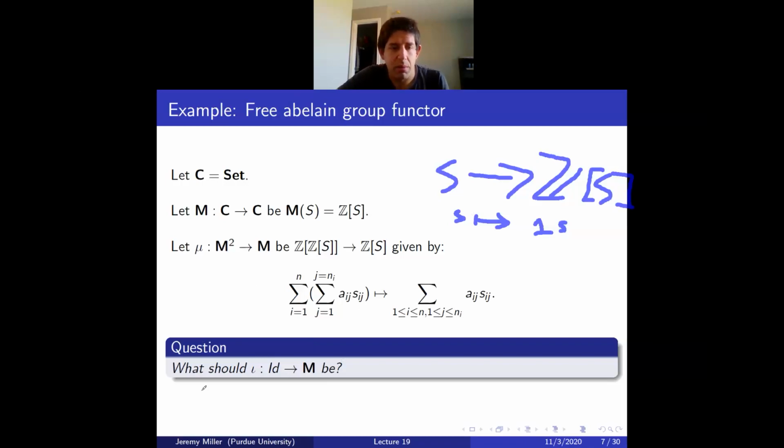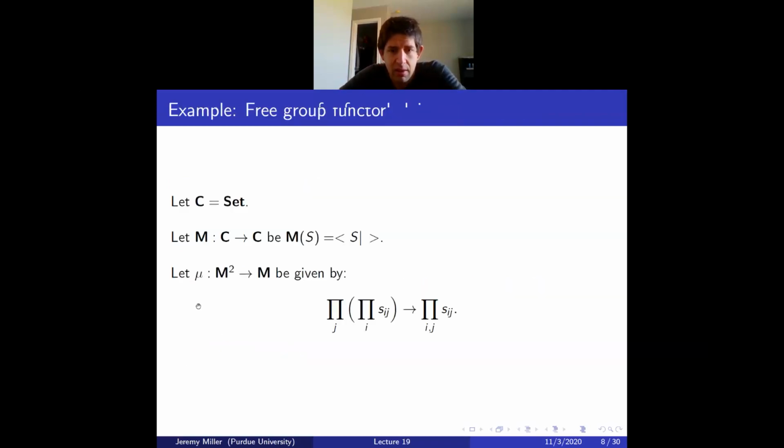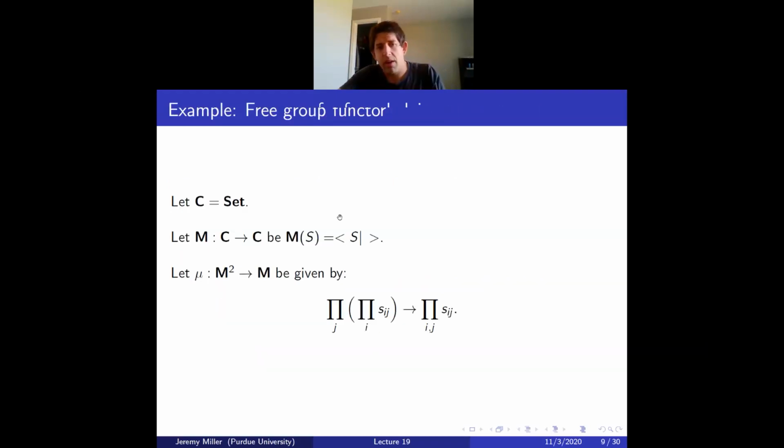And then you could check that this multiplication map and the unit satisfy the two axioms from the previous slides. So you check that this diagram commutes. This is formal sums of formal sums of formal sums of elements in S. If you merge these two formal sums and then merge what remains, you get the same thing. And similarly, there's a unit condition.